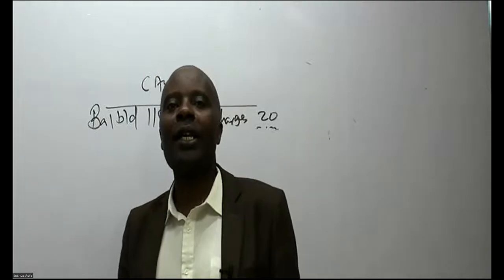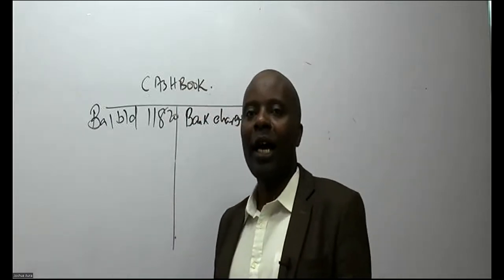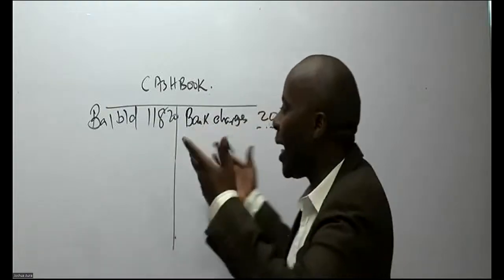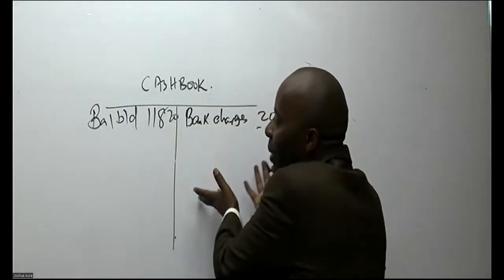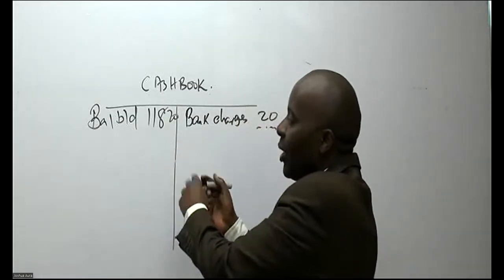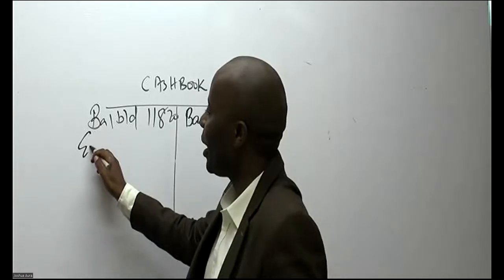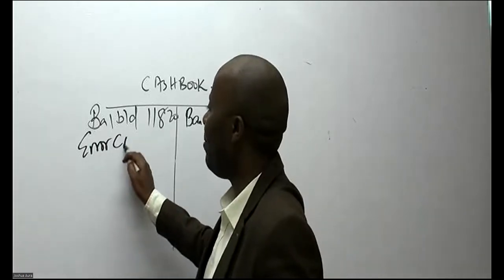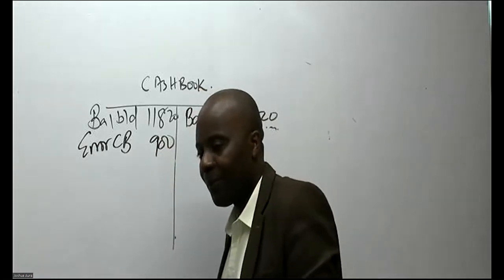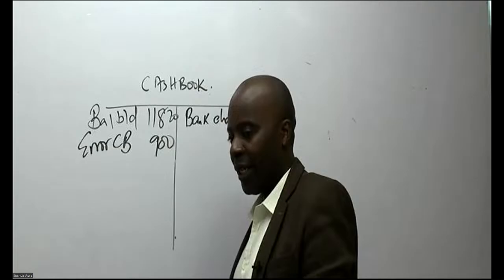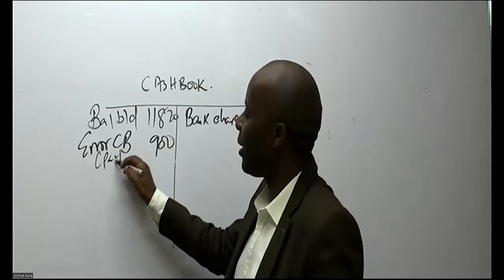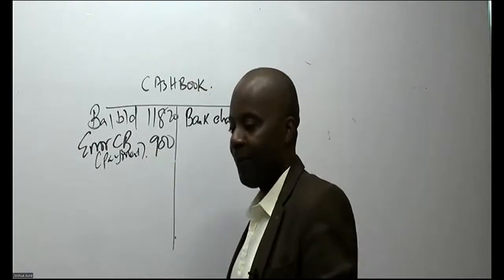So this error is an overcast. I paid more. I removed higher amounts from my cash book. So to cancel this higher amount, I should come and debit here. So in this case, we have an error in the cash book. Error CB, and the error is 900. Error in the cash book, 900, as pertains to payment.